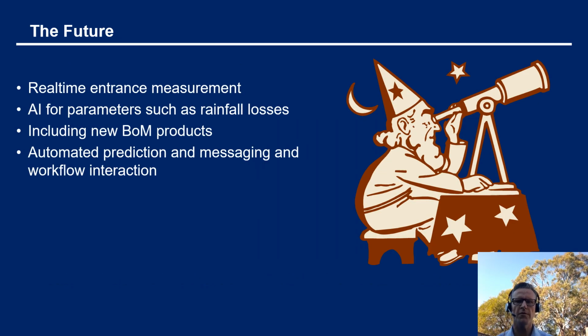We are looking at a number of technologies, including photogrammetry and real-time LiDAR, and artificial intelligence for parameters such as rainfall losses, which is really important when you're predicting these sorts of systems. And we'll start to build in more of the Bureau of Meteorology products as they become available. We already include the ADFD and ocean water level predictions and wave predictions, but there are new products coming online all the time. We'll also further develop the automated prediction and messaging and linking to council workflows, resource allocation, and emergency management coordination.